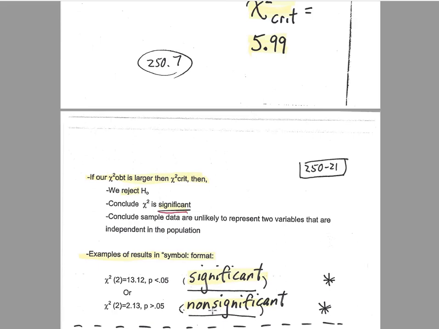The way I communicate that to the reader is by saying p is greater than 0.05. If the null hypothesis were true, the probability that I would have gotten a chi-square statistic of 2.13 is greater than 0.05. I've got non-significant results.